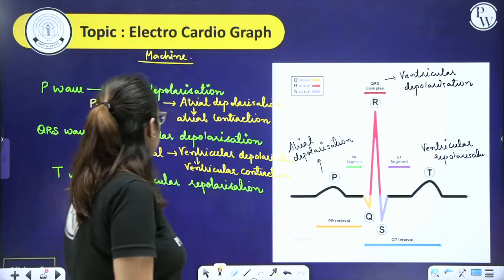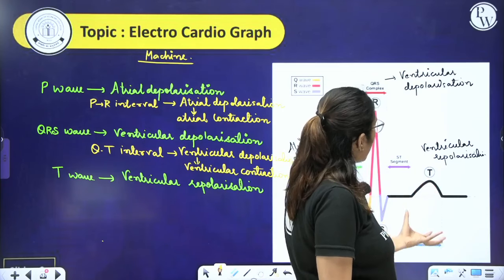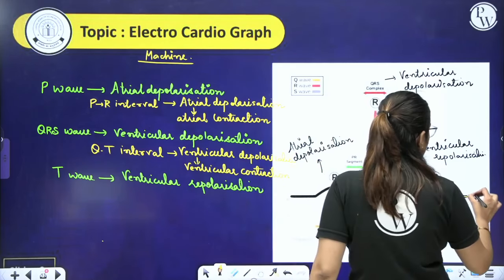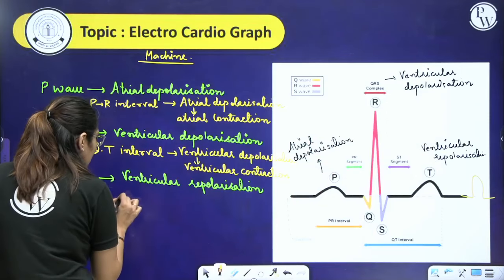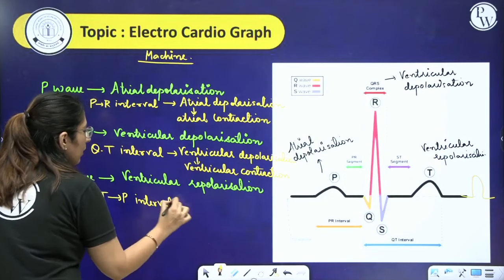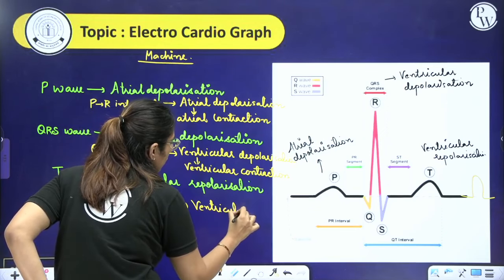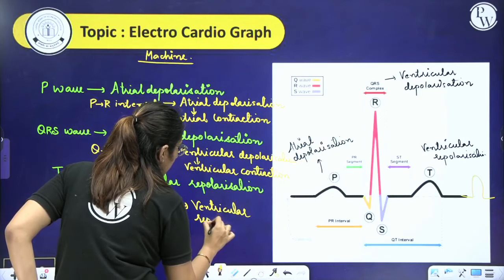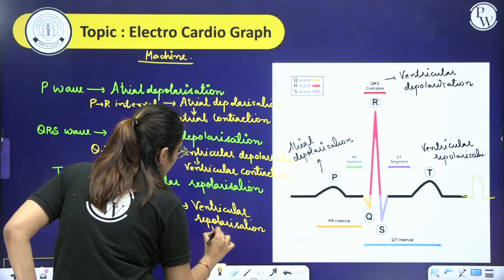Now, next we have the T wave. Look at this T wave. The T wave means ventricular repolarization is happening. So from T to the next P wave, what will happen? In the T to next P wave interval, the ventricular repolarization, see, it is denoted by this wave. Ventricular repolarization will lead to ventricular relaxation.